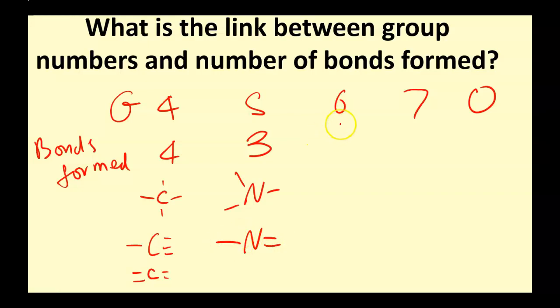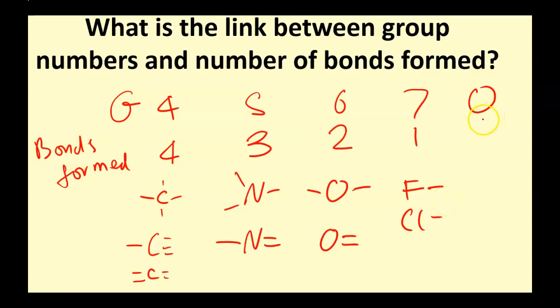Now we move on to group 6. It will form 2 bonds, so it could either form 2 single bonds or it could form a double bond. Group 7 can only form 1 bond, so for example it could be fluorine forming a single bond, or maybe chlorine forming a single bond. Group 0, the noble gases, form 0 bonds. And the only one which is worth adding to this is hydrogen, which forms just 1 bond.